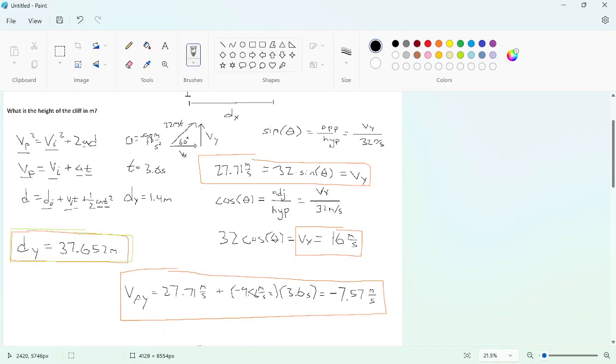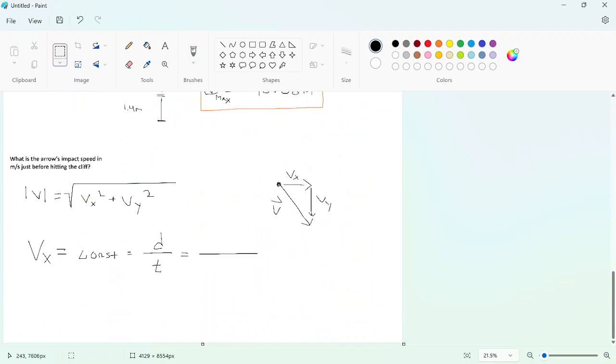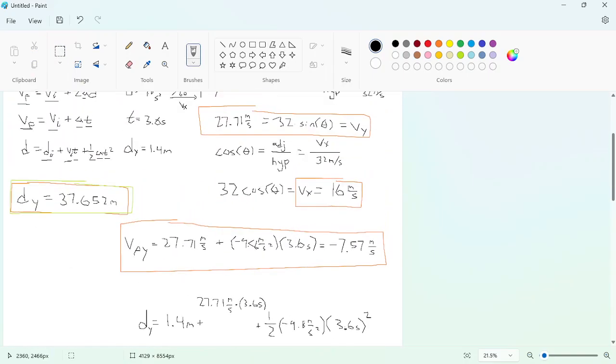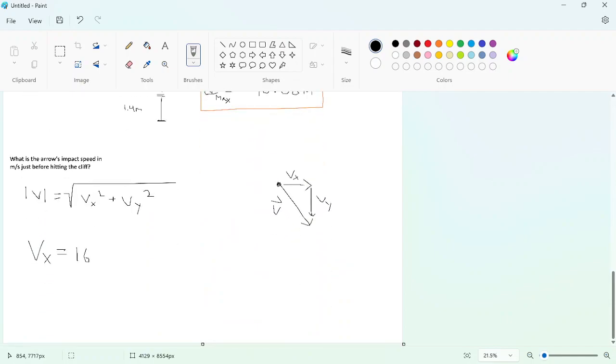But we know Vx. What am I going on about? We have Vx. My apologies. Vx is right here. It's going to be 16 meters per second. We calculated that by getting the horizontal component of the initial velocity using its angle and its magnitude. So that's Vx.